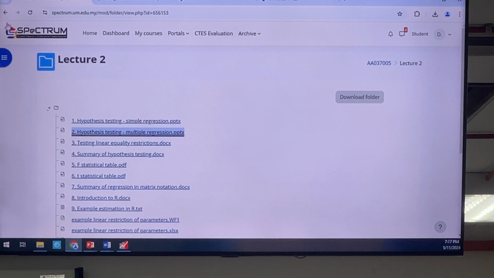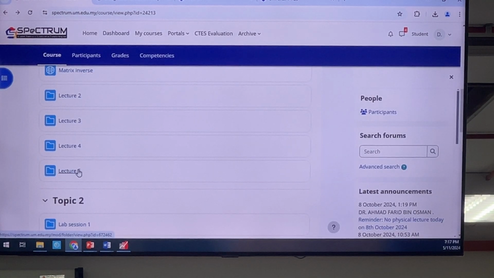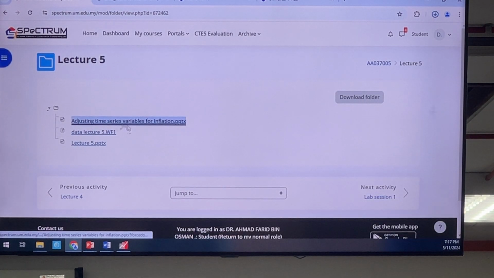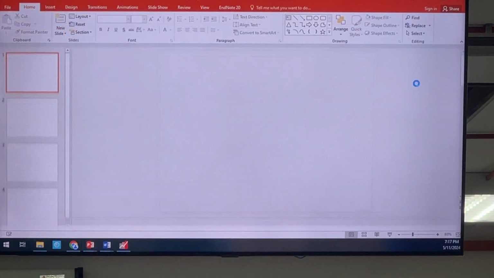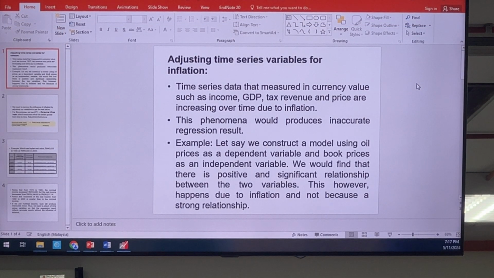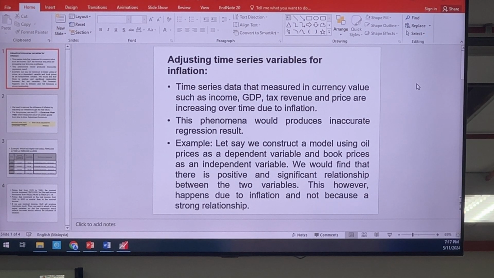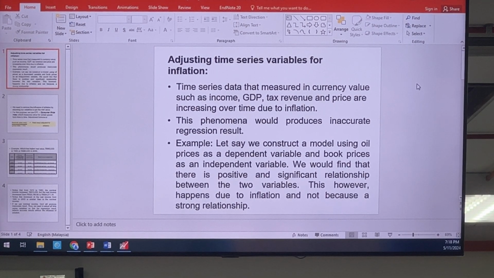So that is explained in the additional notes. How to adjust time series data for inflation. Let's say you have time series data, and you can remove the effects of inflation by using the consumer price index, CPI.